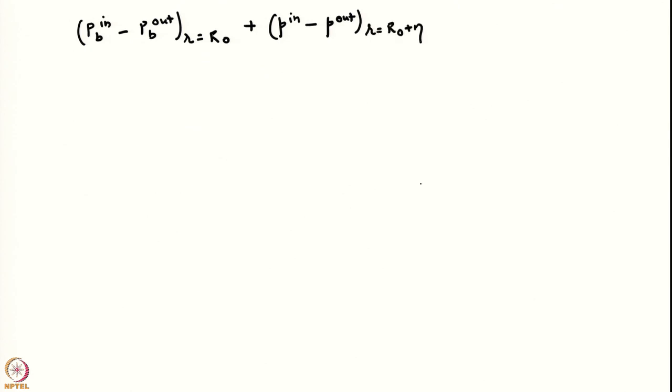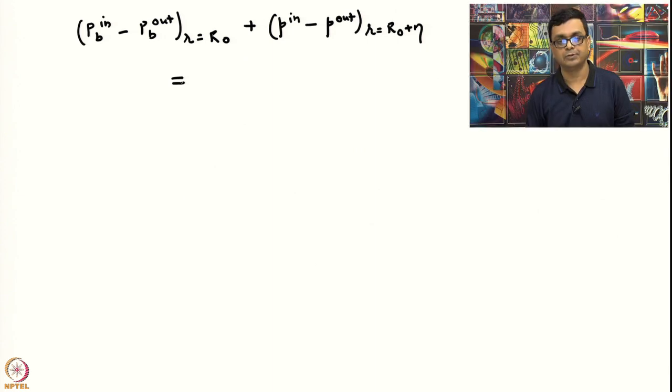So equation 4 is basically P_B in minus P_B out, and this is not really a function of r, but I will still write it at r equal to r naught, because in the base state the pressure is uniform inside as well as outside. P in minus P out at r equal to r naught plus eta is equal to T times divergence of n evaluated at r equal to capital R naught plus eta, and we have worked that out up to linear order in eta.